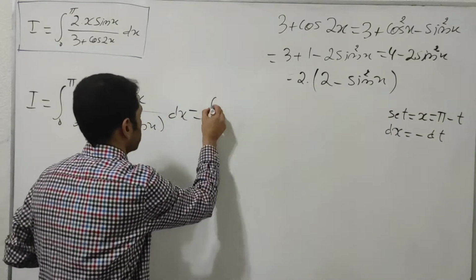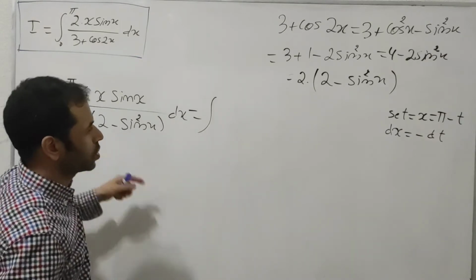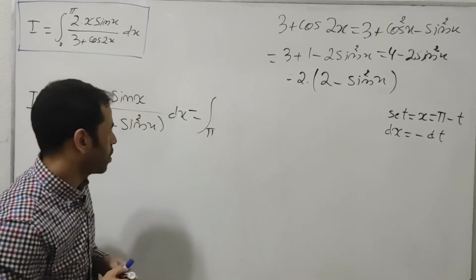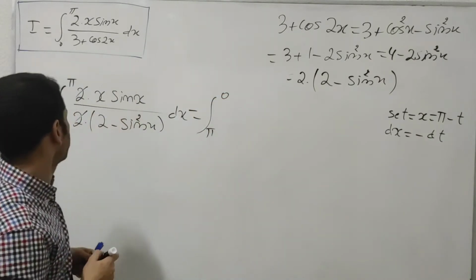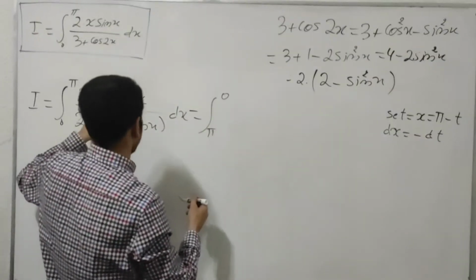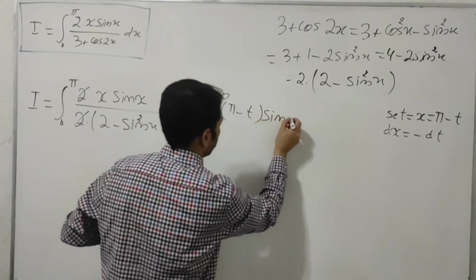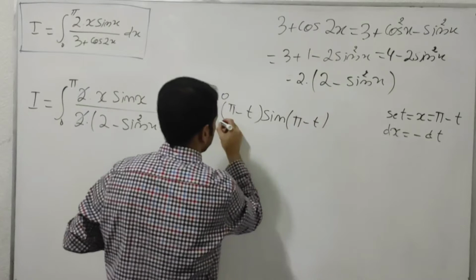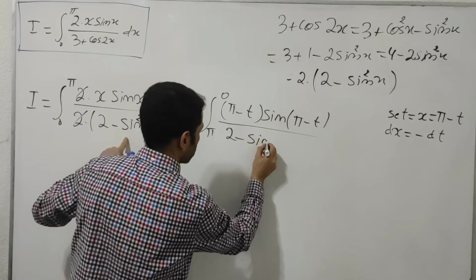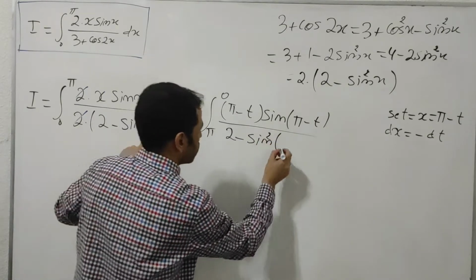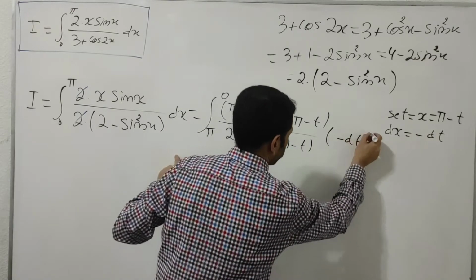So now I'm going to change the bounds as well. If you plug x with 0, it gives us pi as the lower bound, and the upper bound gives us 0. As you plug in, x becomes pi minus t, and sine of x becomes sine of pi minus t, all over 2 minus sine square. X also becomes pi minus t. Here it will become minus dt.